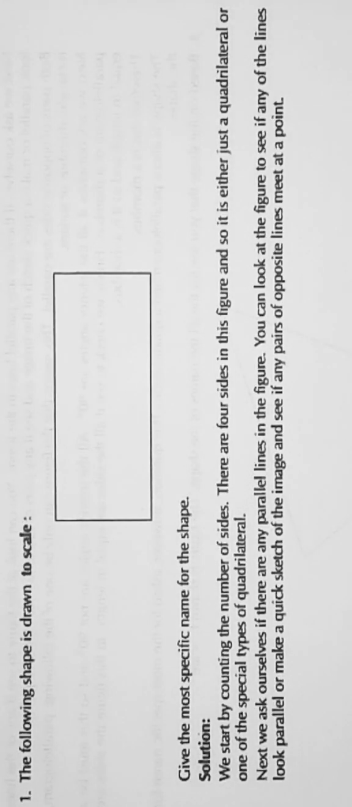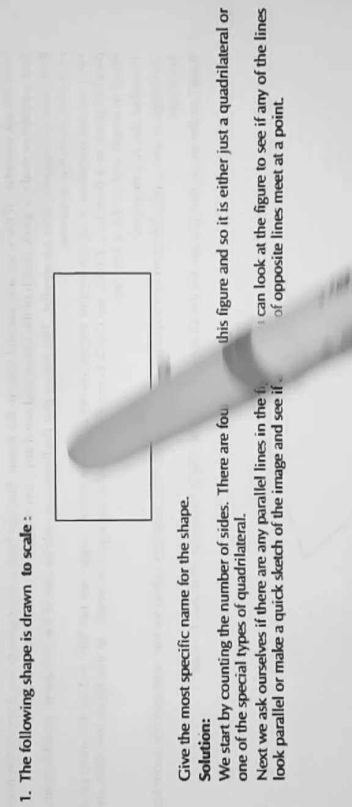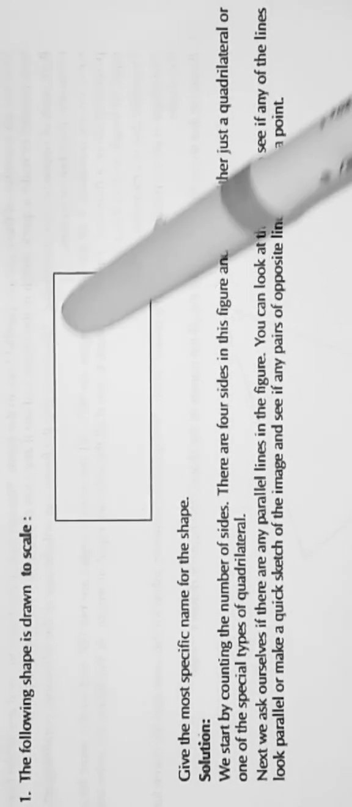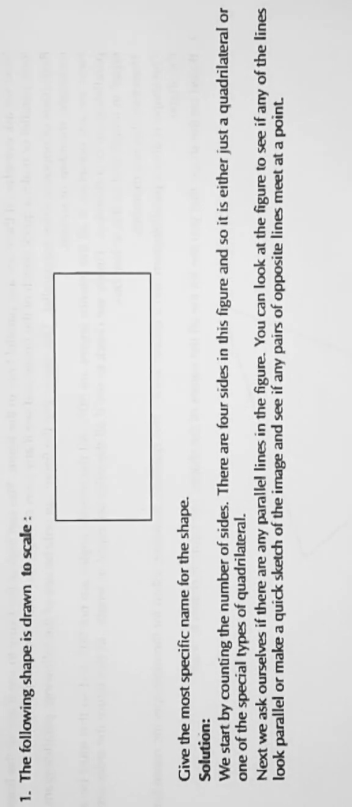Okay, give the most specific name of the shape. This is our quadrilateral because it has four sides, and the angles are 90 degrees. Those four sides form a rectangle, whose angles are 90 degrees.